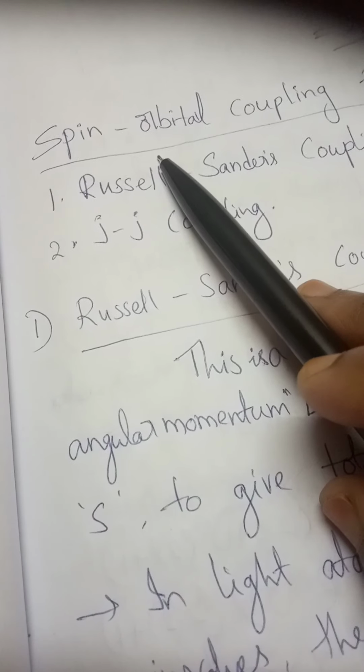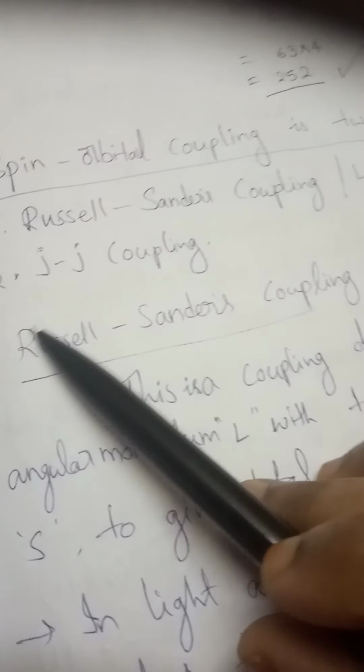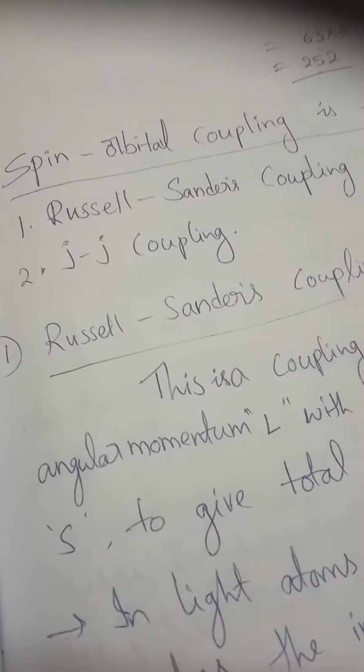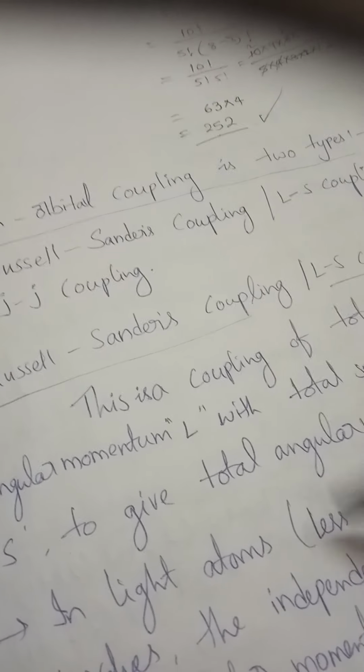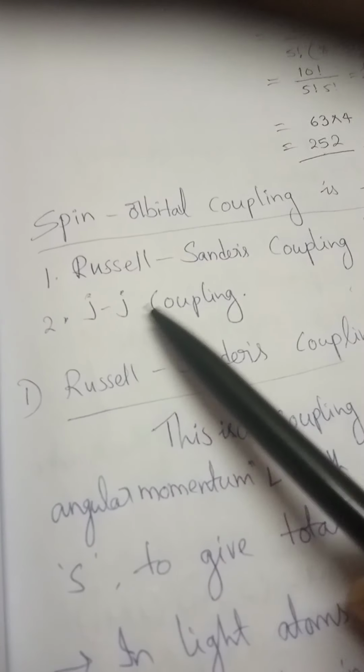Good afternoon, everyone. In examinations, they ask what is Russell-Saunders coupling, or LS coupling, or JJ coupling. In the short question, they ask individually what is LS coupling, or spin orbital coupling, or Russell-Saunders coupling, or they ask about the JJ scheme or JJ coupling. The overall question is: spin orbital coupling is of two types. First one is Russell-Saunders coupling, and the second is JJ coupling.